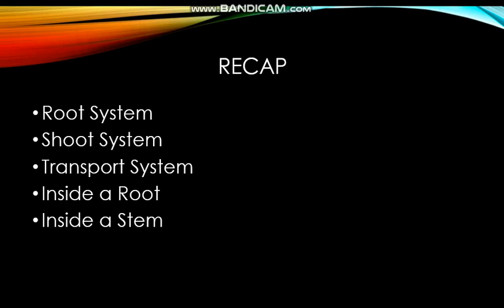It includes two types: taproot system and fibrous root system. Then there is the shoot system, which is made up of all parts above the ground. These are stem, leaves, flowers and buds. The roots and stems are the plant organs which contain the transport system of a plant. The transport system is made up of xylem and phloem, which are collectively called vascular tissues or vascular bundles.